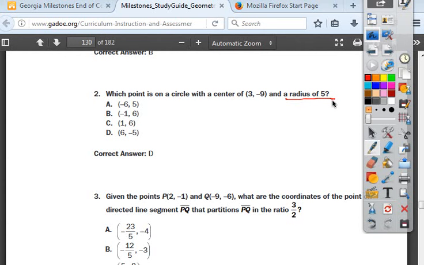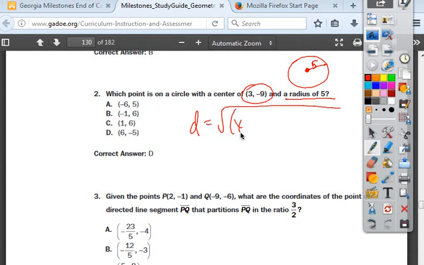The radius is 5. So that means from here, which is the center, to the circle, is 5. I'm looking for which one of these points is also 5 away from that. So do the distance formula and see which one of these equals 5. If I do the distance formula for those and it equals 5, then it's a radius of 5 and it's on the circle.